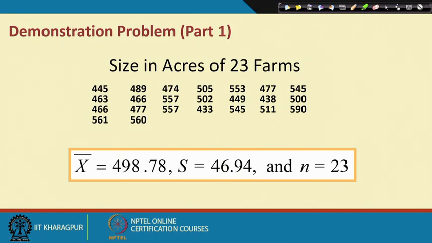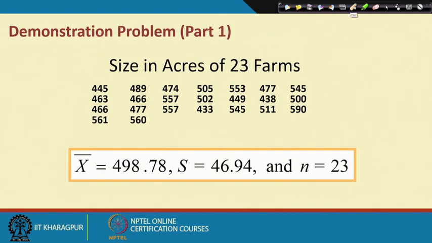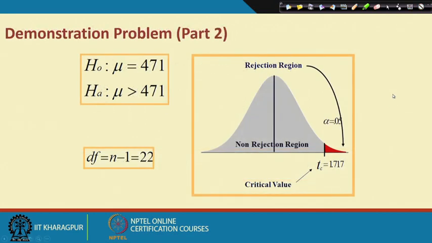Then the second problem will be like this, again a similar kind of problem. Here the sample size is 23, and with the help of the sample information you can calculate the mean and variance, and then again you apply the test statistic to validate whether to accept the null hypothesis or reject the null hypothesis. So, accordingly you can take the call or take the management decisions.